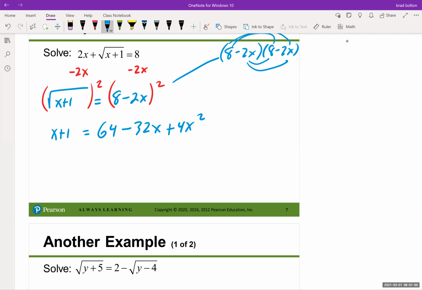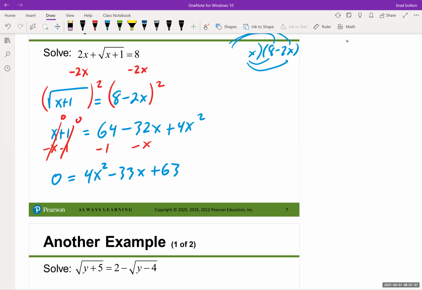Now we have to solve for x. So I'm going to move everything over. This side is going to become 0, right? So 0 equals, now let's see here, 4x squared minus 32x plus 63. Okay, let's see here. Wait a minute. Oh, 33x. Sorry about that. I made a little mistake right there. 33x. Now we have to see if we can factor.